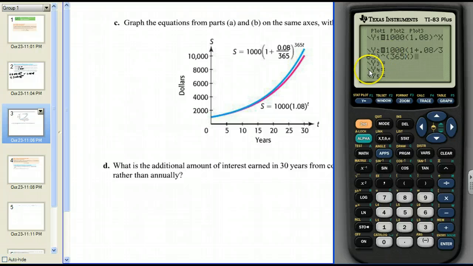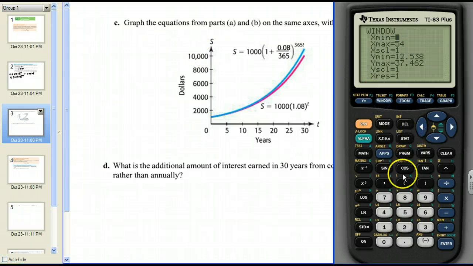Now if I make the same window they have here, from 0 to 30 and 0 to 10,000, x is going to go from 0 to 30. X scale, let's make it 5. That went in 5s. And then y goes from 0 to 10,000. Oops, 0 to 10,000.